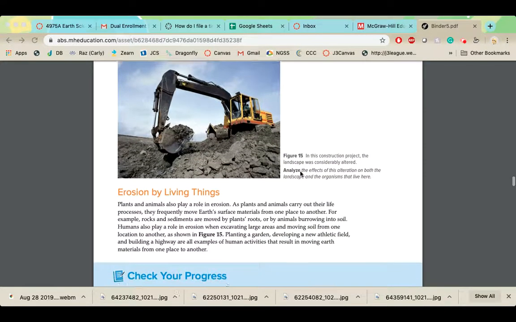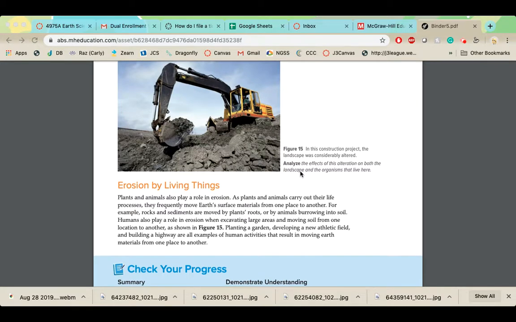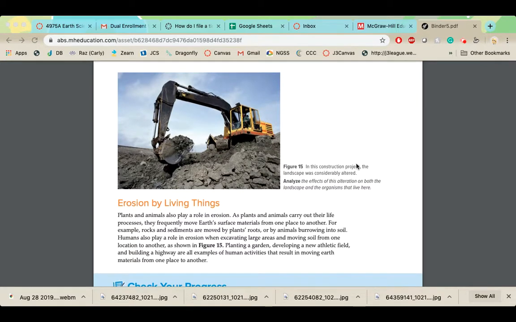That's kind of it. Just know that living things also erode stuff. Like we like to erode stuff and dig in the dirt. And we will be talking about the soil in the next section.